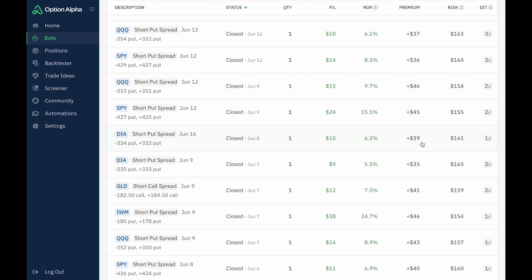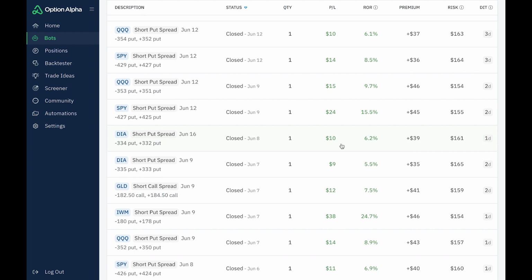So here, the premiums, they're all over 30 because, again, that's my minimum bid price. And the risks are right here. So it's a very small risk compared to the $400, $500 that you would have in the Iron Fly. So you can have more of these open. You're getting small premiums, but you're only taking a fraction of those premiums.